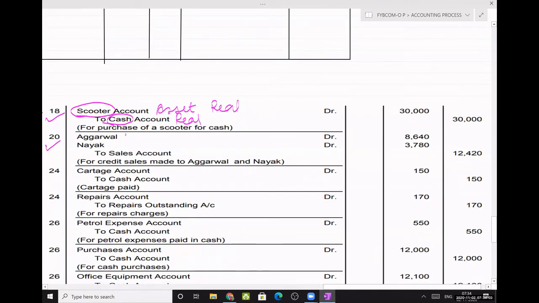20th, Agarwal, Nayak. Who are these two? Which type of account? Personal account. Debit the receiver. To sales. What is sales? Obviously, which sales? You sell goods, right? Goods is what? Real account. Debit what comes in. Credit what goes out. So your goods have gone out.